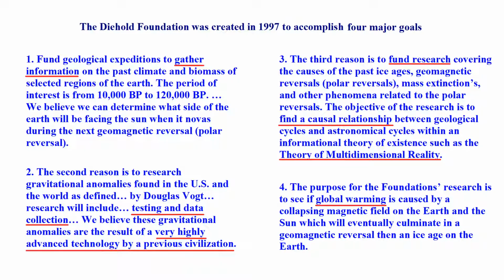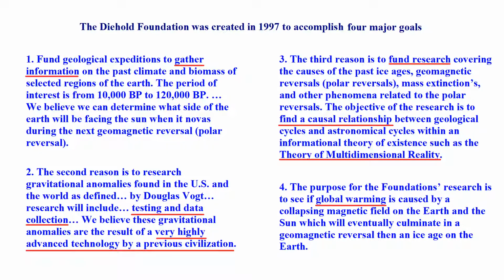Okay. The third reason is to fund research covering the causes of past ice ages. Again, causes, he doesn't need to do any research or anything like that. All he's got to do is explain the mechanism. Then we'll understand the causes. Ice ages, geomagnetic reversals, mass extinctions. Again, he thinks a mass extinction is catastrophic, caused by catastrophic agents. Mother Nature throws asteroids or does supernovas or maybe volcanic activity. That's how they visualize this stuff. And other phenomena related to the polar reversals.